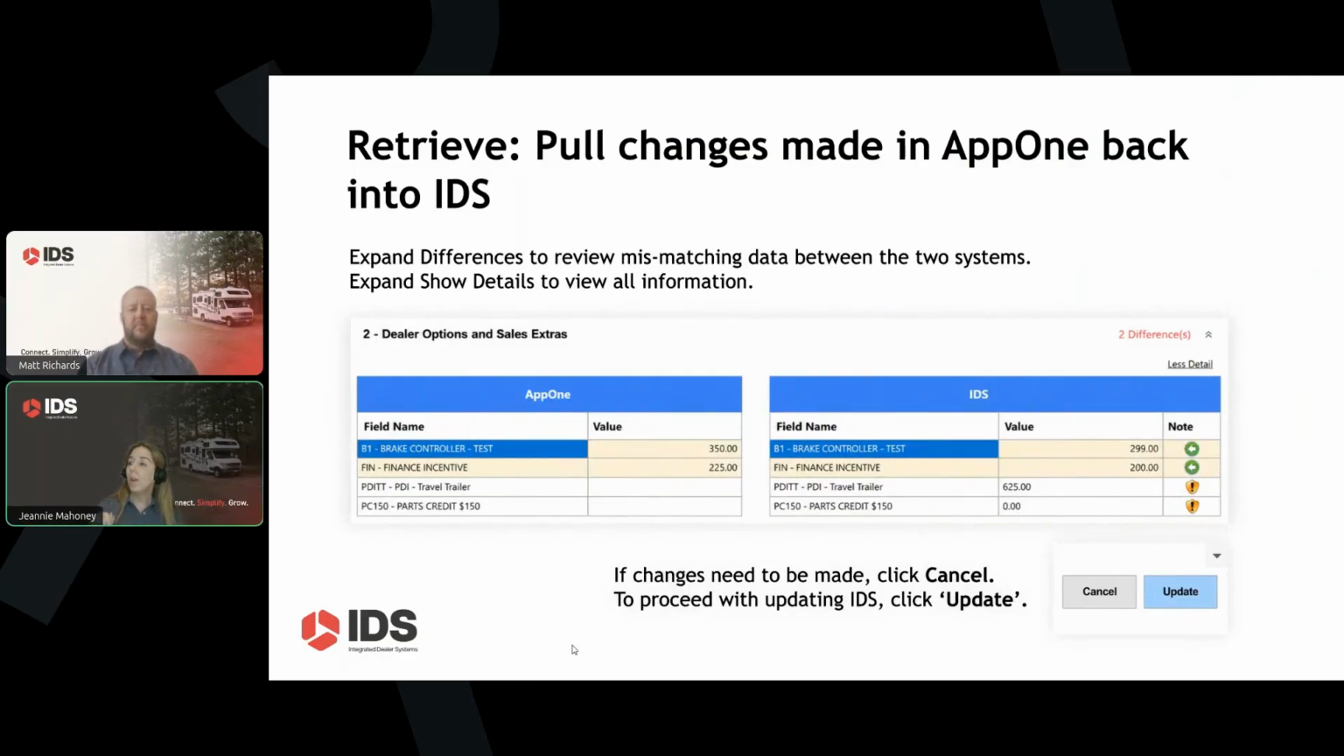We also have some checks and balances in the system that'll help you quickly identify which items are coming over or not. So this is the more detailed view that you can review everything. And if everything's looking good, you just go ahead and hit update, and then those changes are going to be pulled into the F&I quote. Or if you decide you need to make some further changes, you just cancel out of here and then make those changes in either platform. And that's the last step of the retrieve.